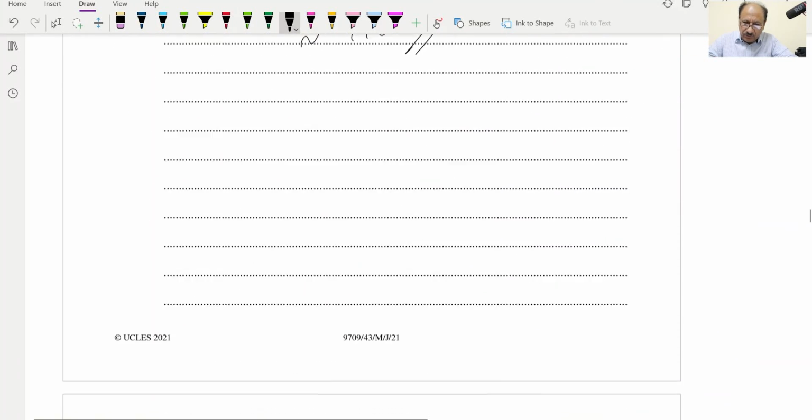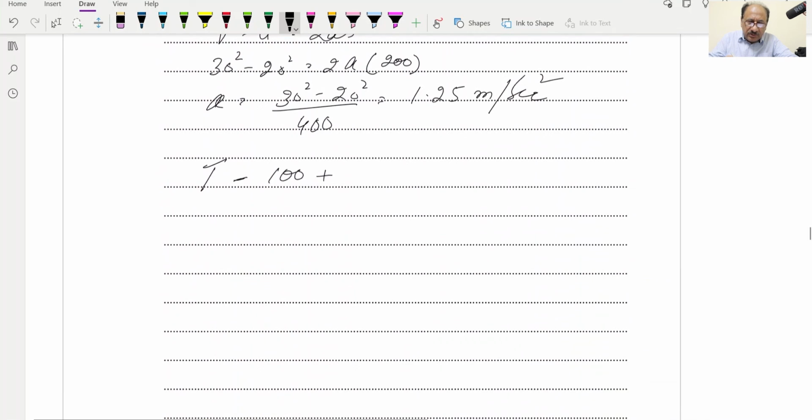So we can write it like this: T minus 100 plus 500, the weight of the trolley, into g, and sine of 5 degrees, where g will be 10, you can replace 10 here, will be equal to m into a. Now we will be replacing this; basically we can apply tension. Tension is equal to what? Tension is equal to 500 into 1.25, the acceleration which we just now replaced.